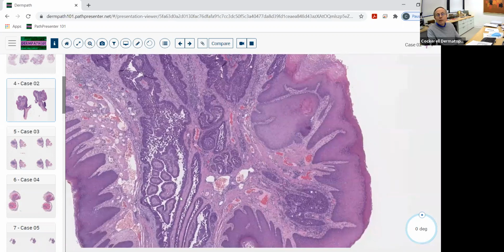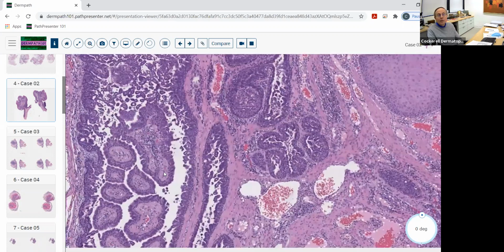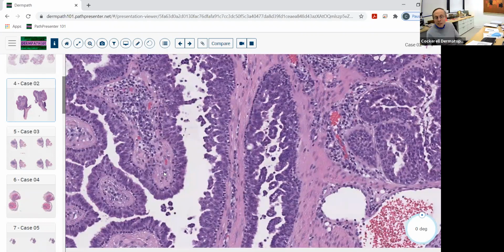And these lesions usually look kind of like warts. They can look like verrucous lesions. They're very commonly associated with nevus sebaceous. They don't have to be, but the most common setting where we do see these lesions is in nevus sebaceous.